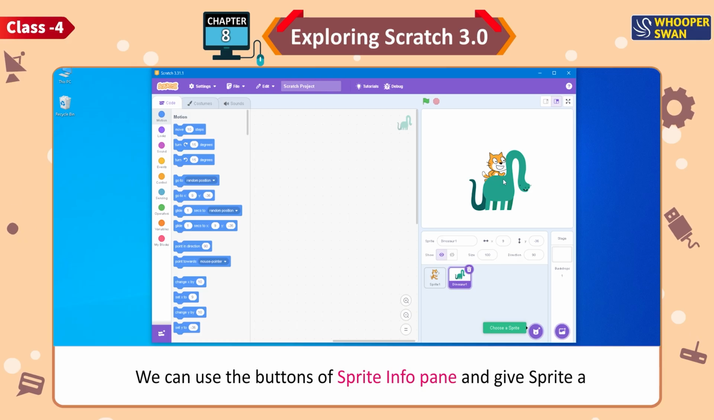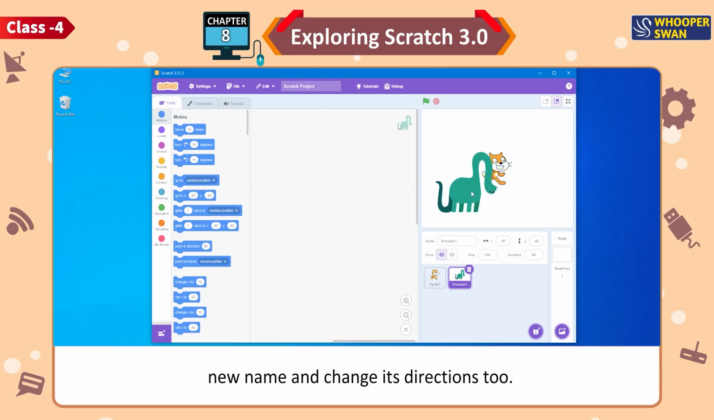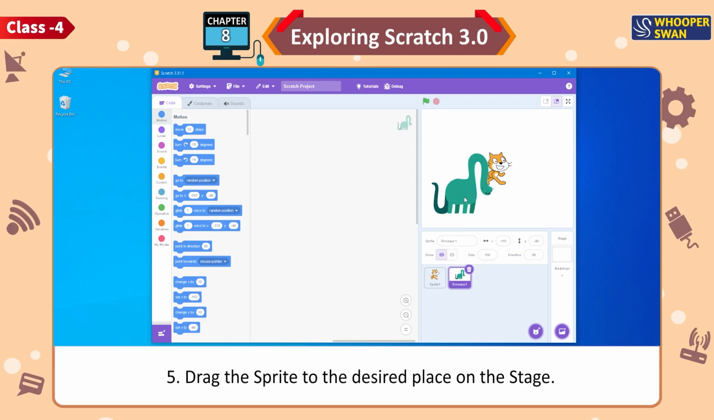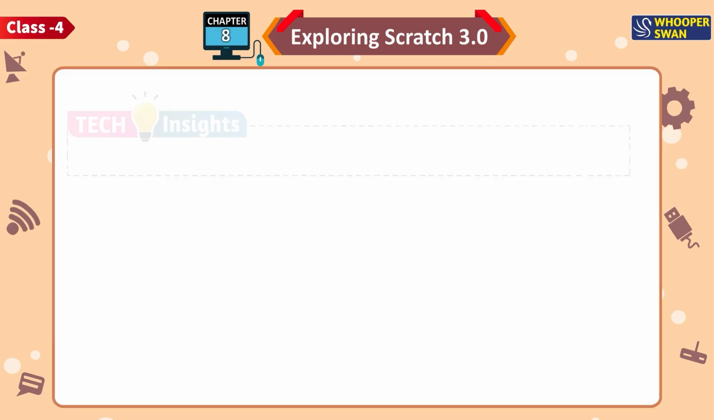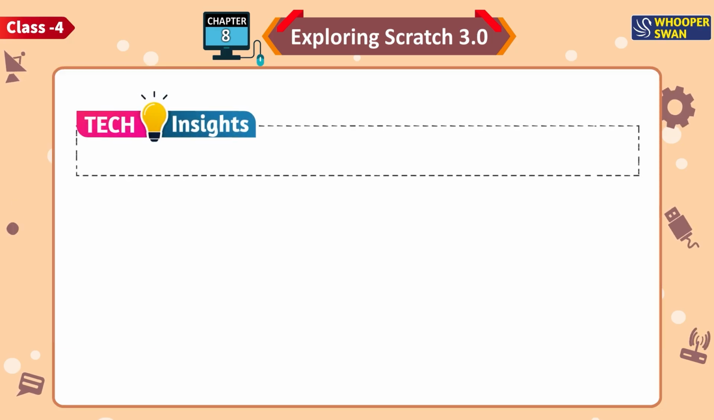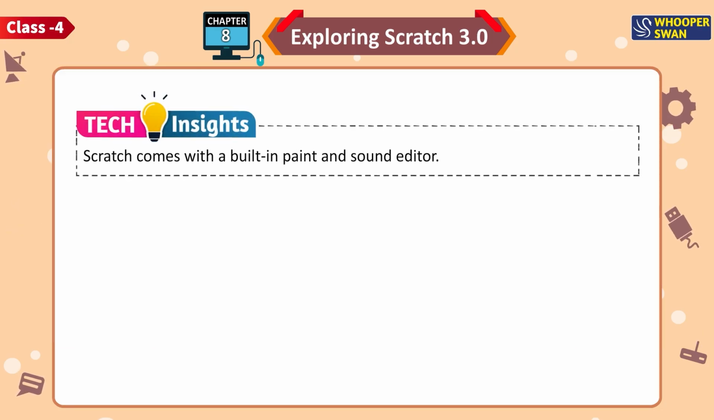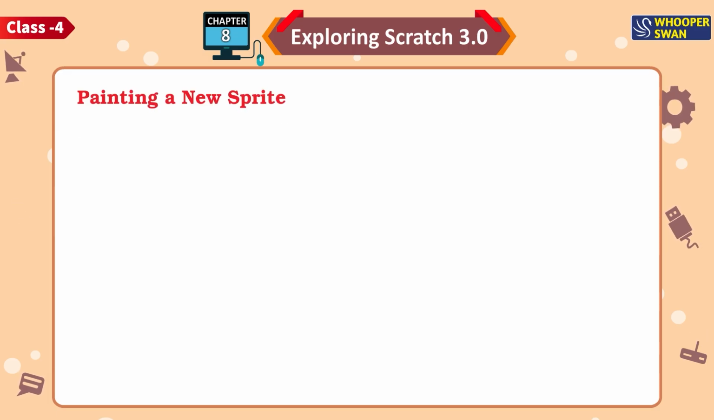We can use the buttons of Sprite Info pane and give sprite a new name and change its directions too. Step 5. Drag the sprite to the desired place on the stage. Tech Insights. Scratch comes with a built-in paint and sound editor. Painting a new sprite. Follow the steps to paint a new sprite.